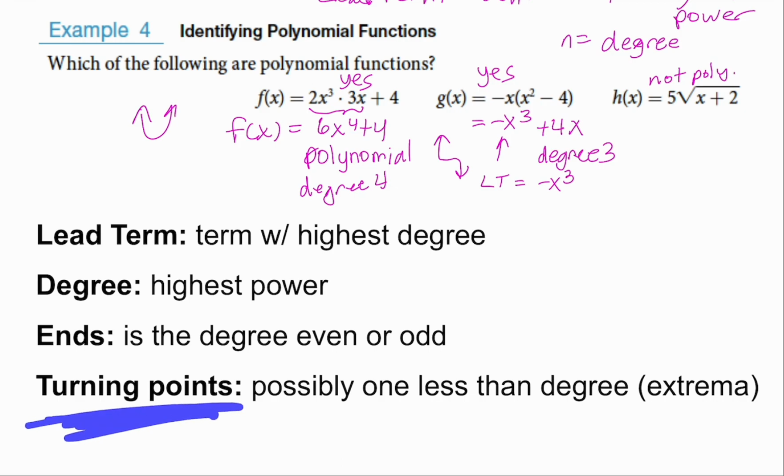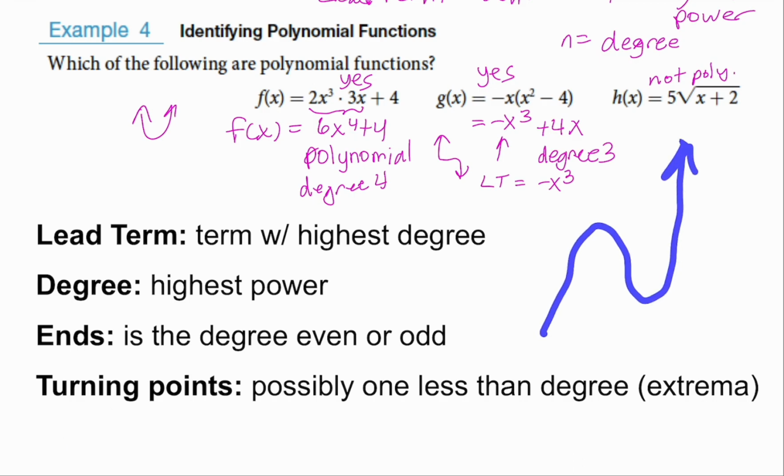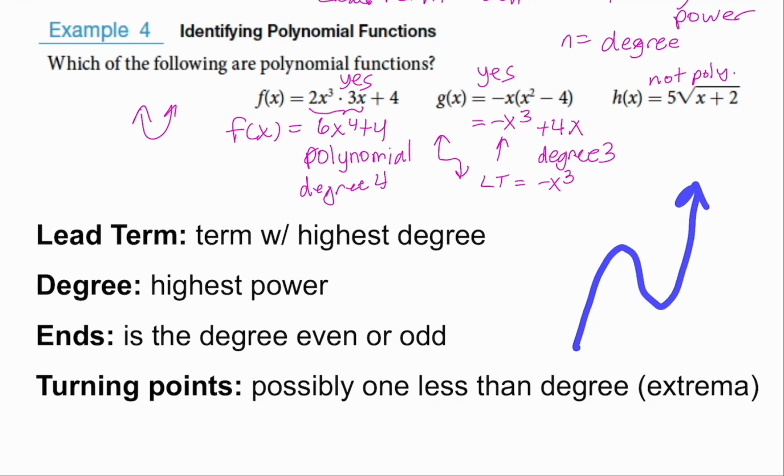Turning points, those are the hills and the valleys. So if we look at something like that, that's a turning point, that's a turning point. Those are extrema. For the turning points, you could possibly have one less than the degree. So, perfect example, if we have a cubic polynomial, where the highest is a 3rd degree, you could possibly have 2 bumps. Can't have more than that.